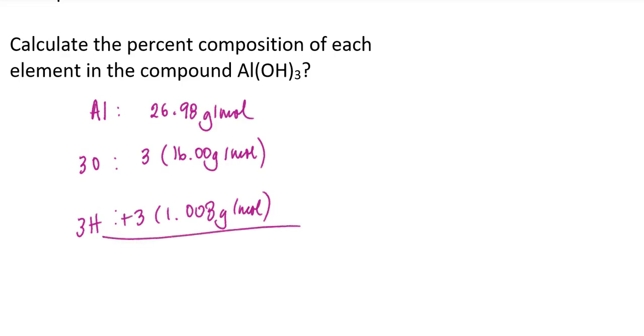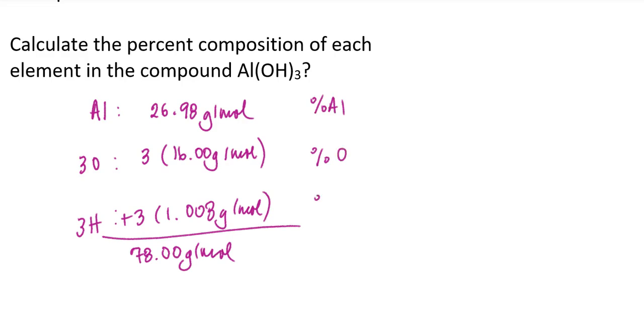And so I have a calculator right here, and I'm going to add it up myself. So 26.98 plus 3 times 16 plus 3 times 1.008. And I get a molar mass of 78.00 grams per mole.